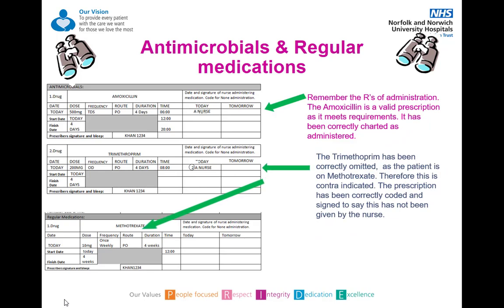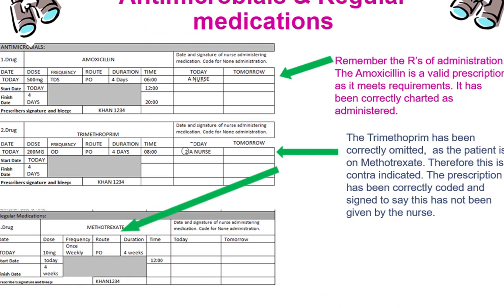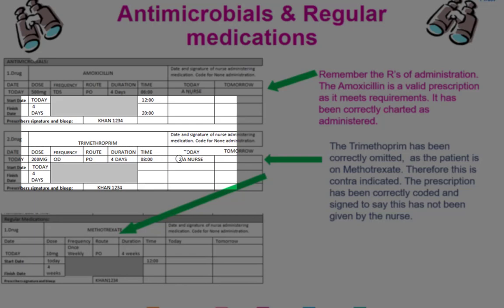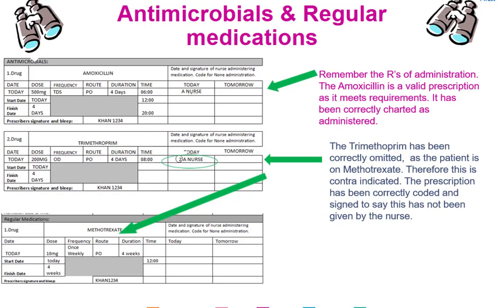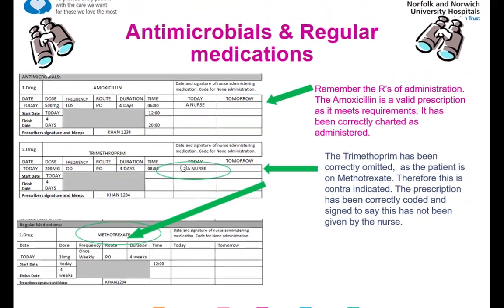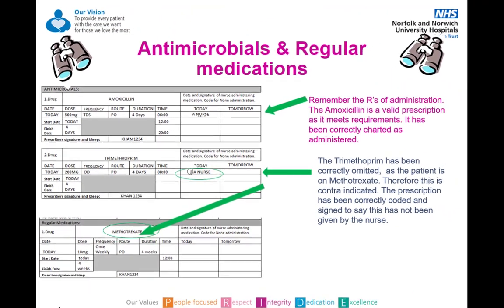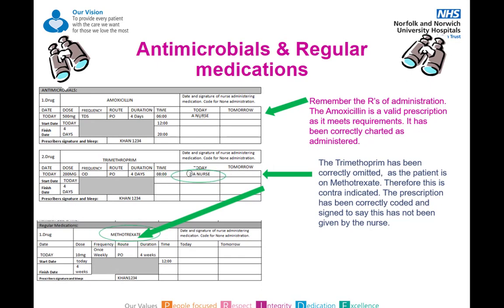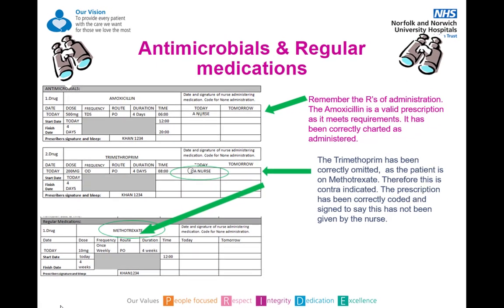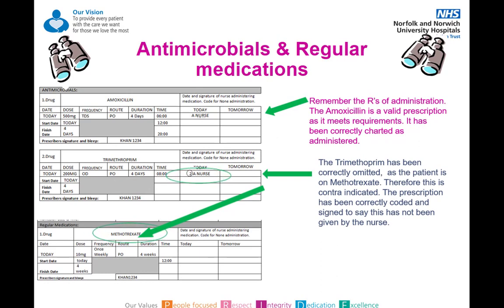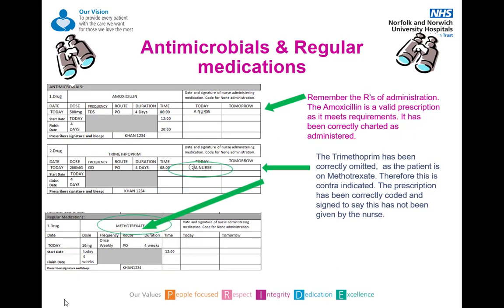And if you look at the drug chart, you'll see that the prescriptions have both been signed by a nurse at 8 o'clock for 6 o'clock for the amoxicillin, and a code's been put in for the trimethoprim. The trimethoprim, you'll see, has been omitted, and the code's been given as a 2 as a clinical indication, and that's because the trimethoprim is contraindicated with methotrexate. So therefore the prescription has been correctly coded as a 2 so that the methotrexate could be given by a nurse later in the day or when it's due.